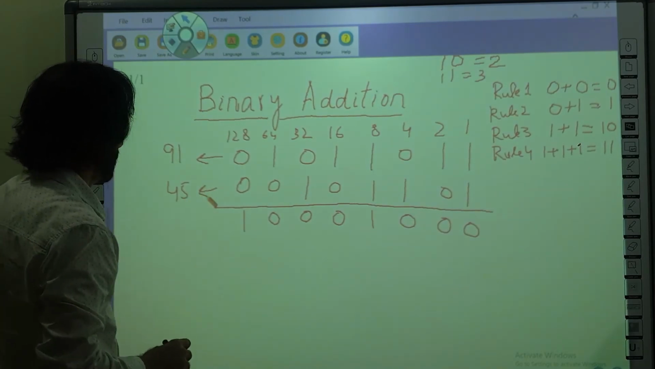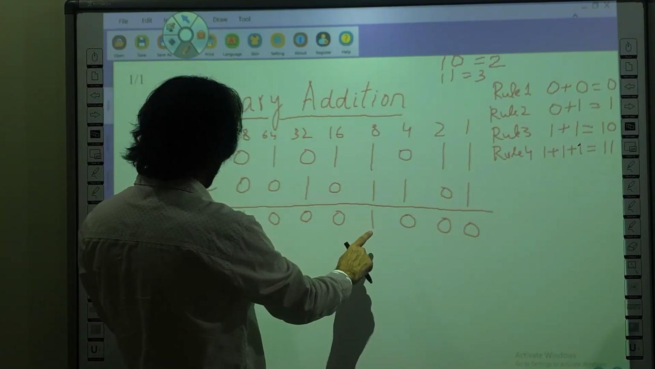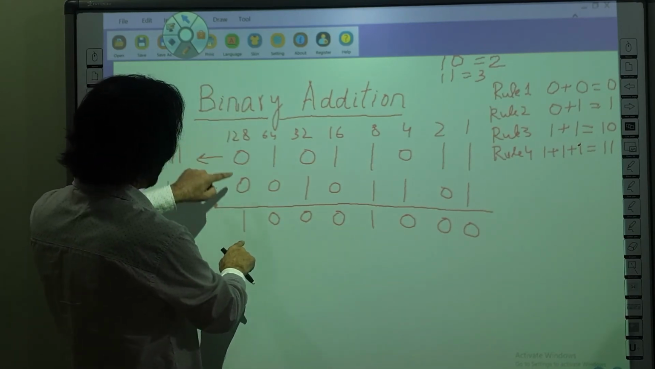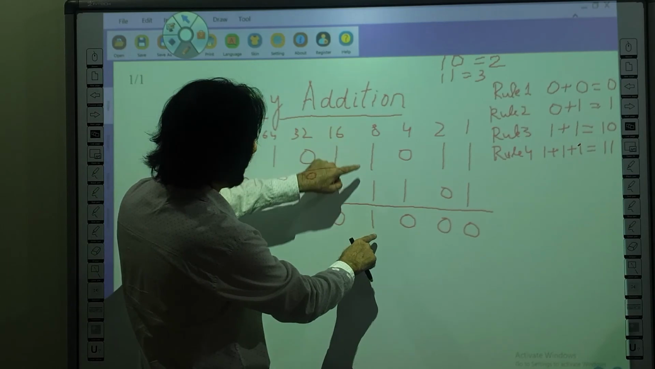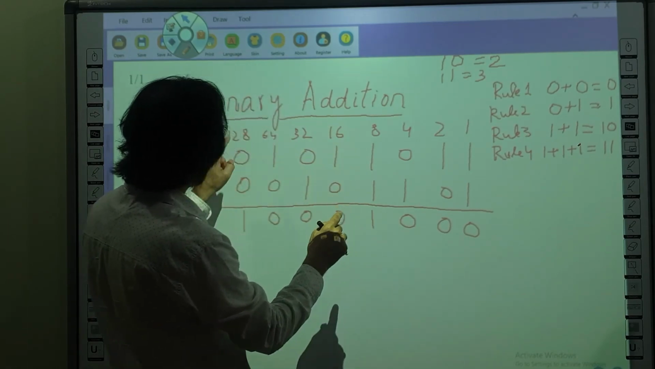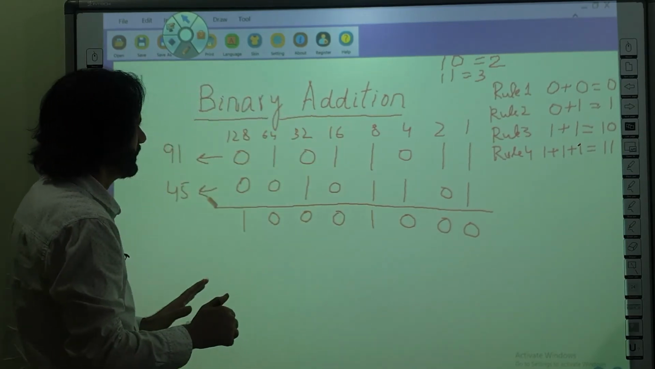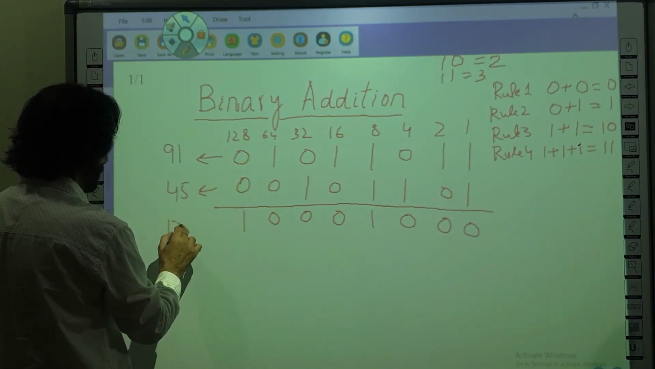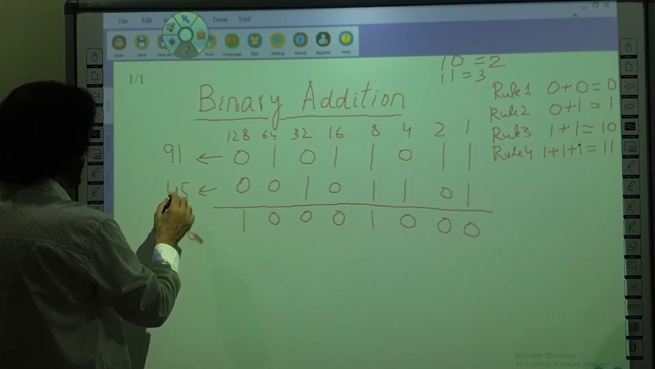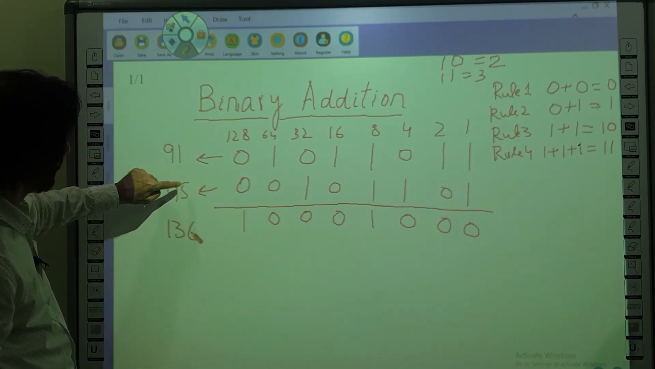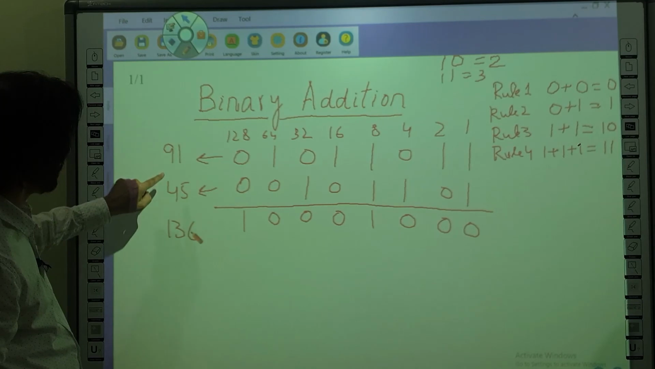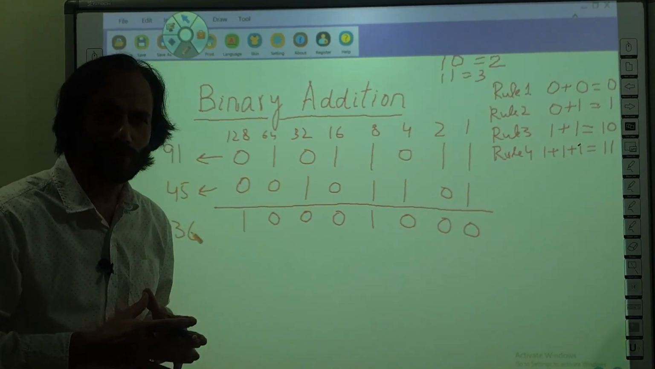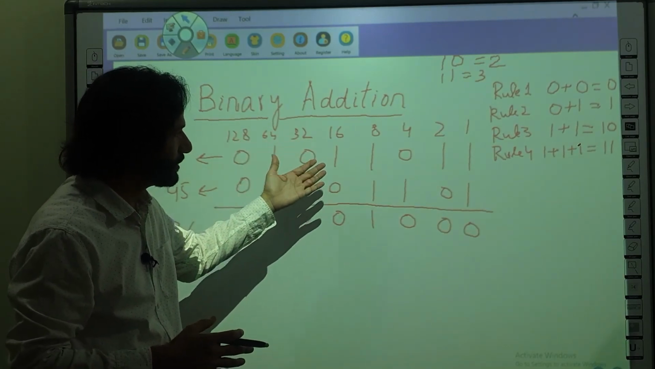Now let's convert this answer into denary. So its place value is 128, the other place value is 8. So by adding 128 and 8, the answer will be 136. Let's confirm this. So see, 5 plus 1 is 6, 9 plus 4 is 13. So that means the answer is correct. So our binary addition was correct.